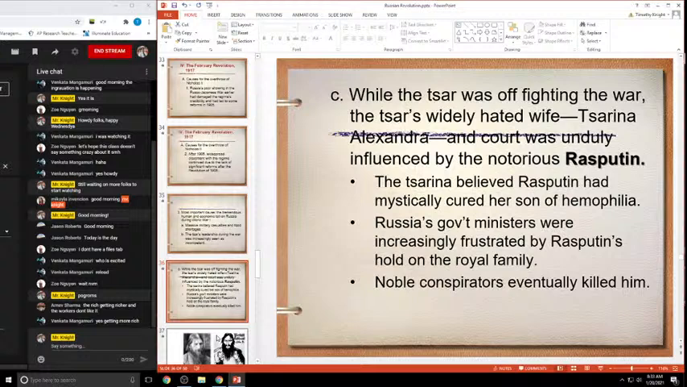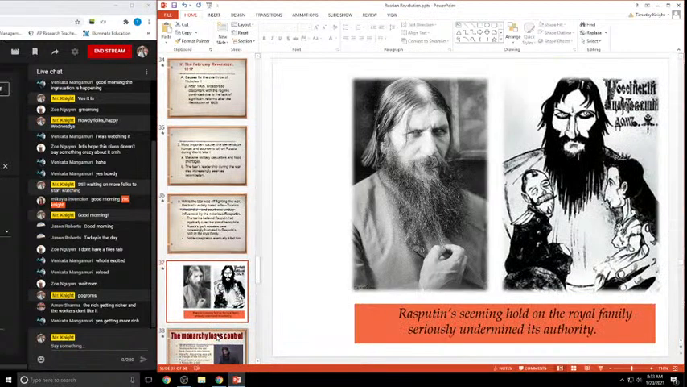And so Russian nobles really hated Rasputin, because Rasputin shouldn't have been able to get between the nobles and the Tsar, but that's exactly what he was able to do. And they eventually conspire to assassinate him, and they are successful in doing so. And I told you that story towards the end of last week. Here's Rasputin, and you can see what I mean.